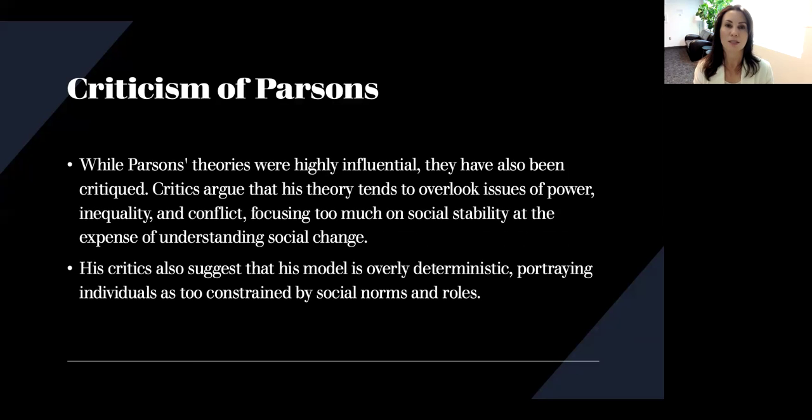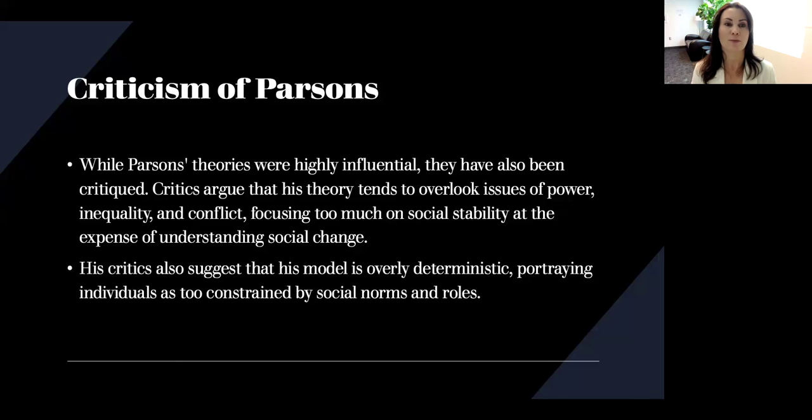Although Parsons' systems theory is one of the very best theories to explain social systems, there has been quite a bit of criticism, and that is normal for academia. Like everybody who has the greatest ideas, there are other people who have different ideas and they're great as well. So they criticize this great thinker. So Parsons wasn't immune to criticism. His theory is highly influential.